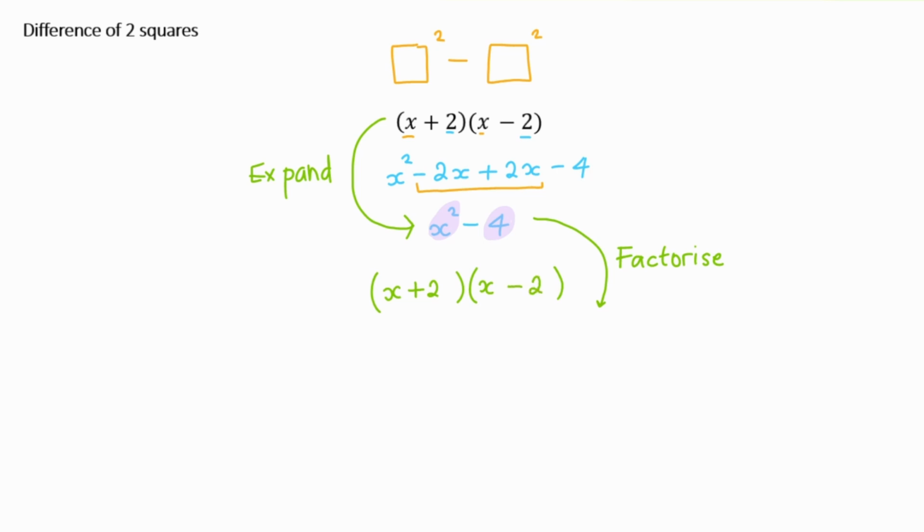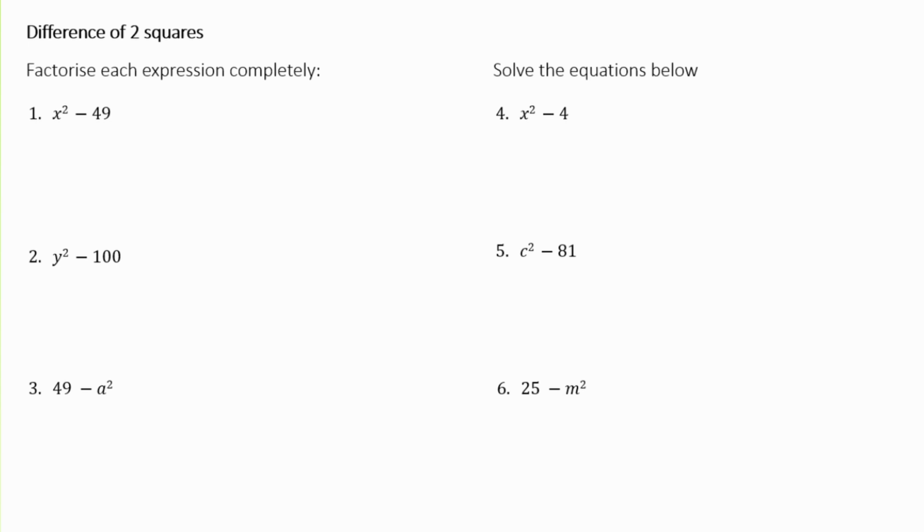It does not matter whether we put minus 2 first or plus 2, so we could also write this as x minus 2 first and then x plus 2. And this is how we use a difference of two squares to factorize expressions. So for number 1, 2 and 3, we have been asked to factorize each expression completely.